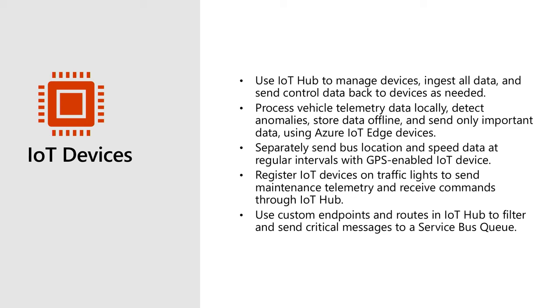And finally, the IoT devices use custom endpoints and routes in the IoT hub. It filters what is critical and what is non-critical, so that this data can be ingested to a service bus queue. The service bus queue will move the data back and forth.